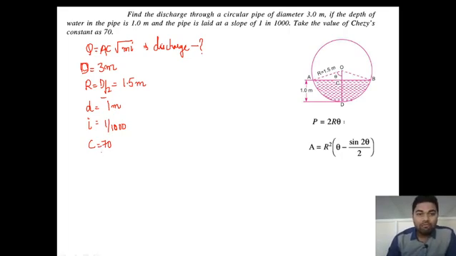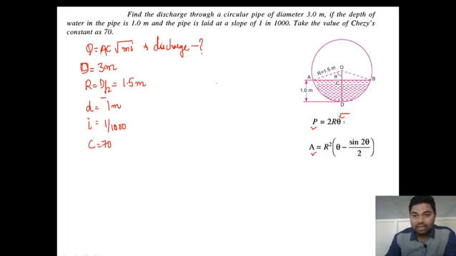So, what shall we find out first? Look over here. We need to find out the value of theta first, as the formula for wetted perimeter is 2r theta, and the formula for area is r square into theta minus sin 2 theta by 2. So, the major thing which we need to calculate here is theta.